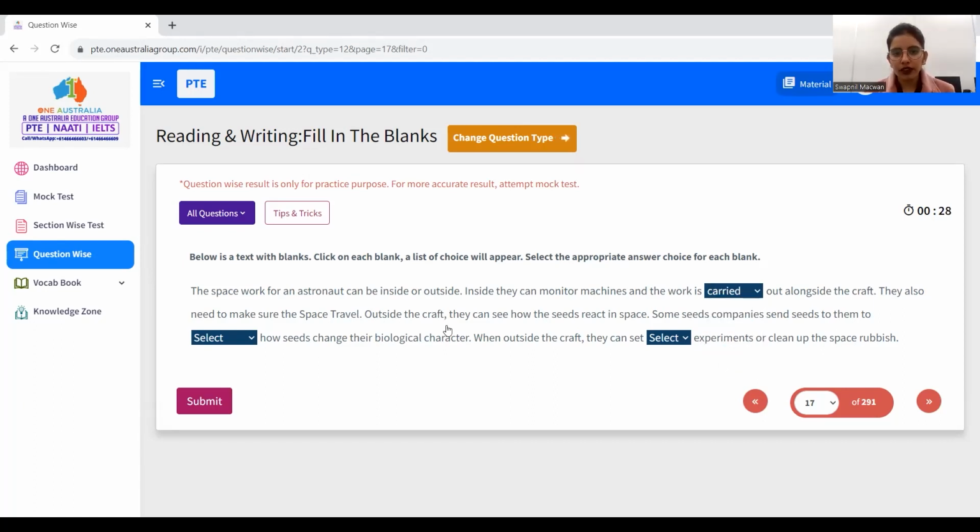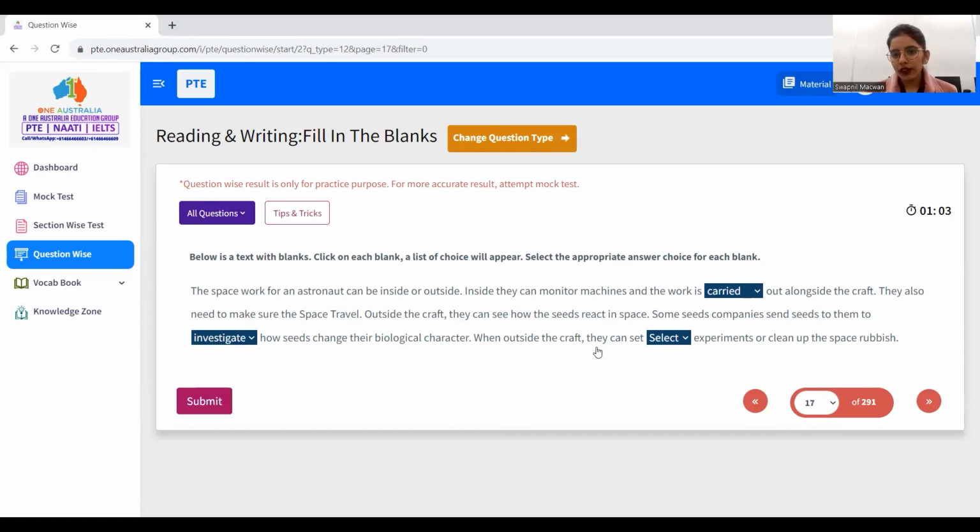Then outside the craft. Here they are talking about inside the craft and now they are talking about outside the craft. They can see how the seeds react in space. Some seed companies send seeds to them to dash how seeds change their biological character. Some companies send their seeds to someone to check how these seeds change. So they are sending their material for investigating.